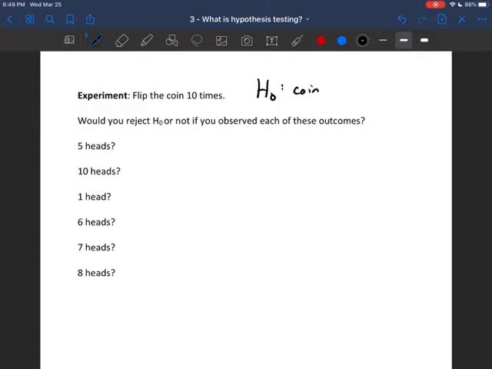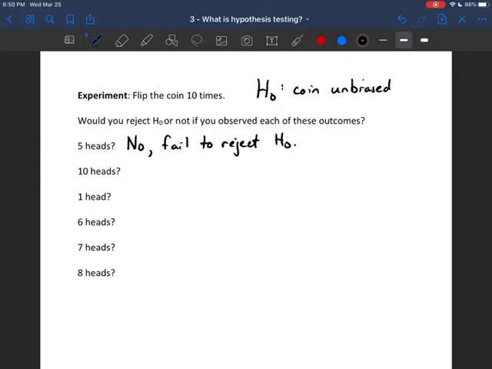Let me just make a notation here. H0 is that the coin is unbiased. So would I reject that hypothesis if I got 5 heads? Is 5 heads very unlikely if the coin is unbiased? And of course it's not. It's the expected value. It's the thing that's most likely to happen. It's not going to happen every time, but it is the most likely outcome. So if we got 5 heads, no, we would not reject the null hypothesis. We would fail to reject H0.